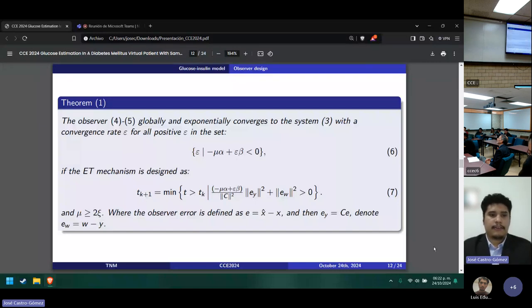So the following observer is proposed, where the observer globally and exponentially converges to the system 3 with a convergence rate epsilon, for all positive epsilon, in the interval of equation 6, if there is an event trigger mechanism designed as in equation 7.